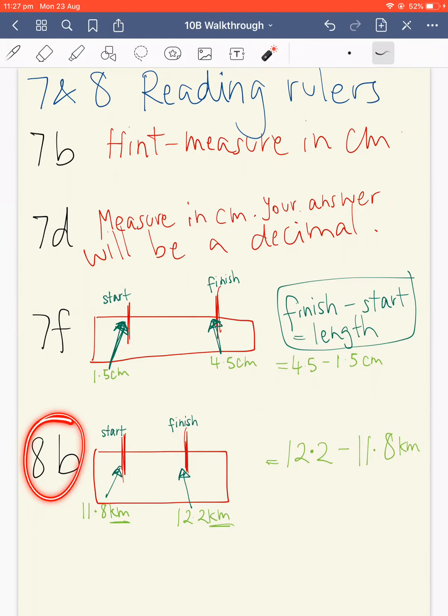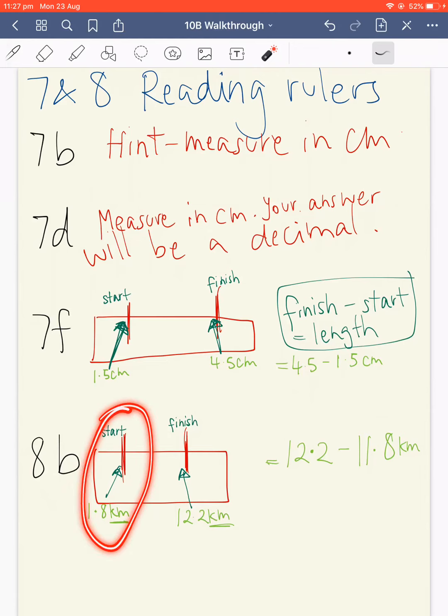Okay, for 8B, similar type of thing, but here I actually have kilometers as my answer. So double check that you have your correct units of measurement. So for this one, my start is 11.8 kilometers and my finish is 12.2.